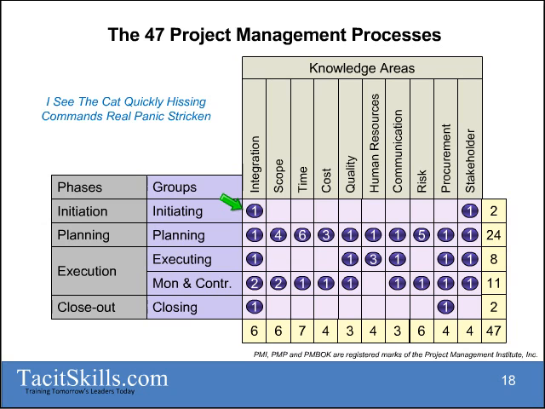Under planning, in total, you'll see that there are 24 processes that play a role there, under executing 8, under monitoring and controlling 11, and then under closing again 2. And if we add up all of those, either from the knowledge areas totals or from the process group totals, in the corner, at the right at the bottom, you'll see that gives us the 47 processes that we are talking about.